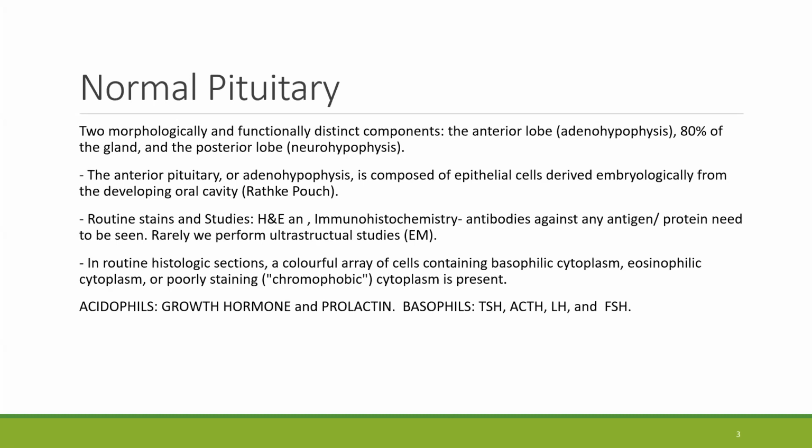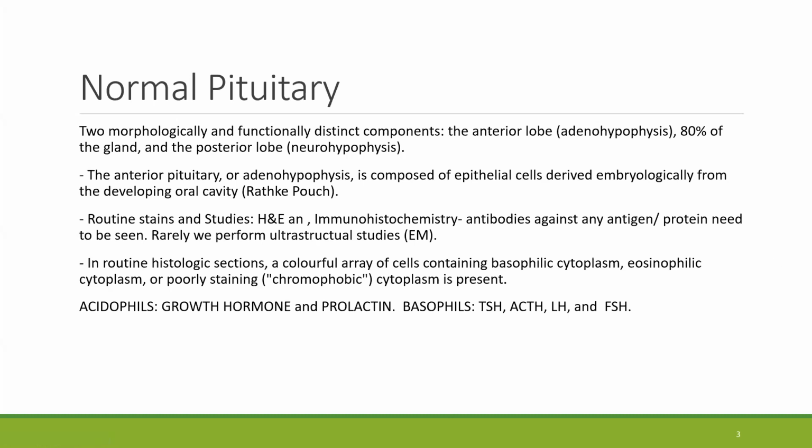So the immunohistochemistry stain and the hematoxylin and eosin stain are the major stains. And many times we use electron microscopy to figure out the granules, whether they are small, fine, or dense granules, and so on.